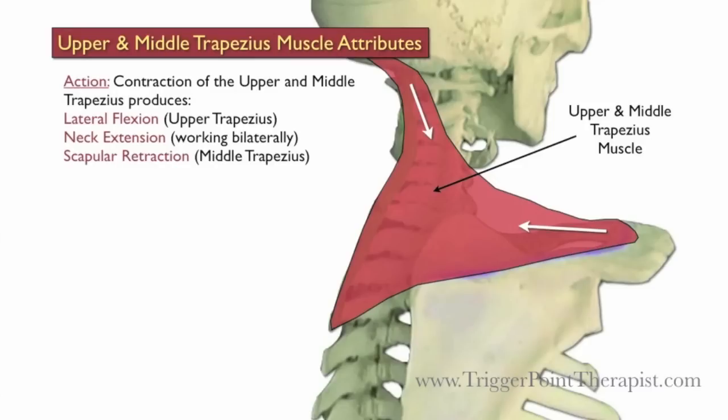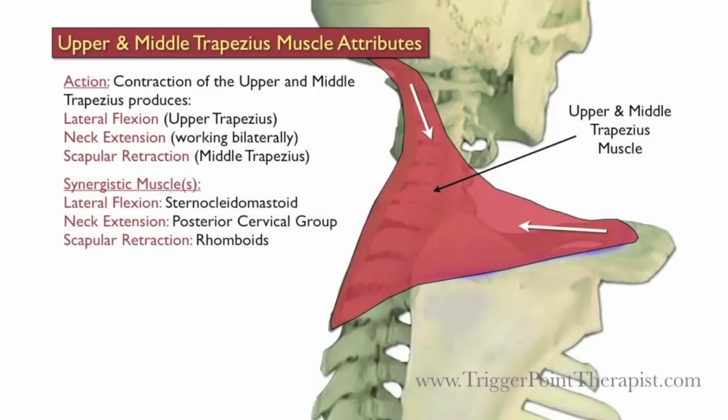Contraction of the upper trapezius produces lateral flexion of the neck. Bilateral contraction of the upper trapezius produces neck extension, and contraction of the middle trapezius produces scapular retraction. The sternocleidomastoid assists the upper trapezius during lateral flexion. The posterior cervical group assists the upper trapezius during neck extension, and the rhomboids assist the middle trapezius during scapular retraction.